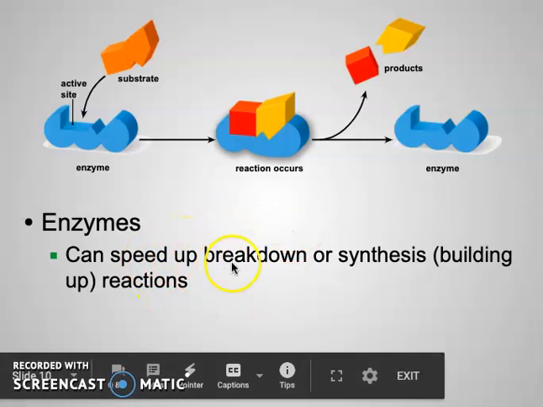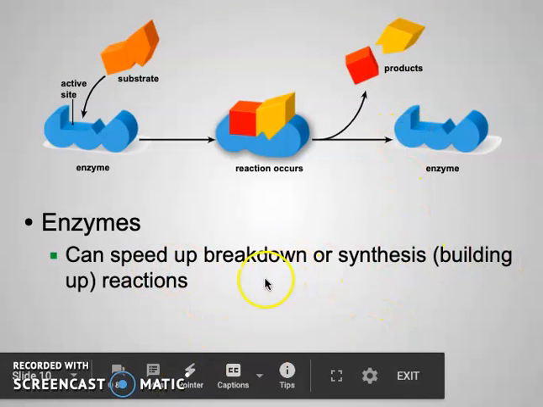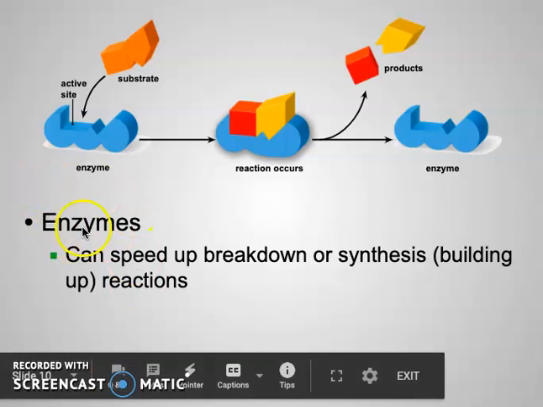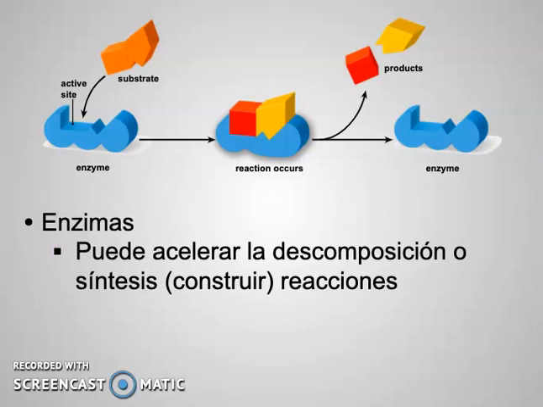Now, enzymes can break down reactions like what we just saw. A larger reaction gets broken down into smaller products, or they can speed up reactions to build larger molecules as well. Basically, any type of reaction that gets sped up, gets catalyzed by a molecule, that molecule is an enzyme, whether it's a breaking down or building up reaction. There's an enzyme for every reaction.